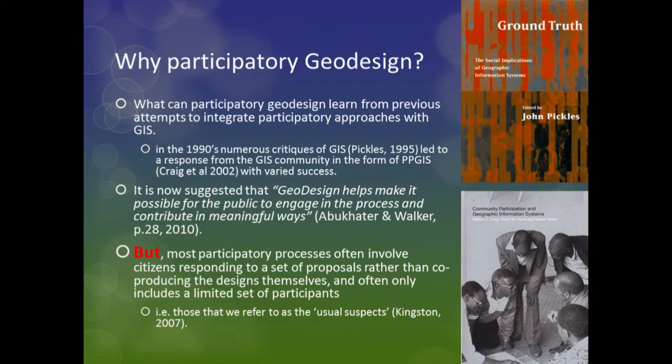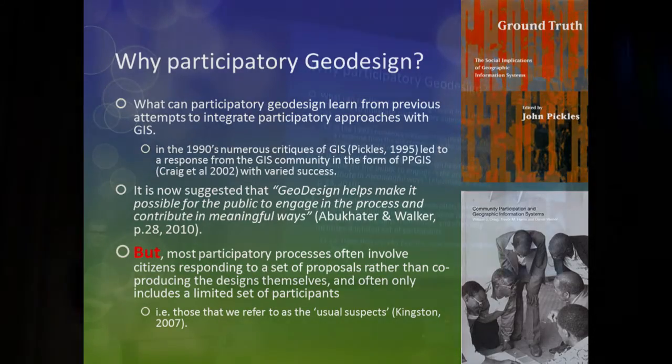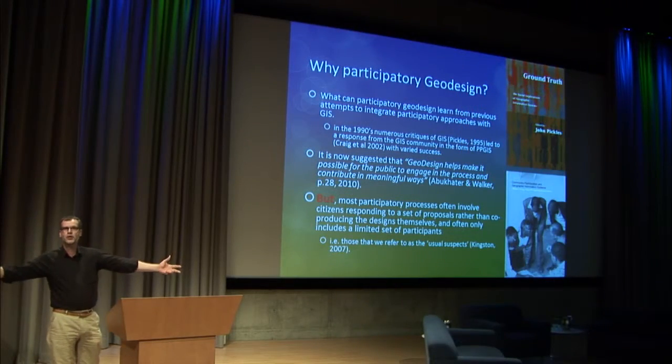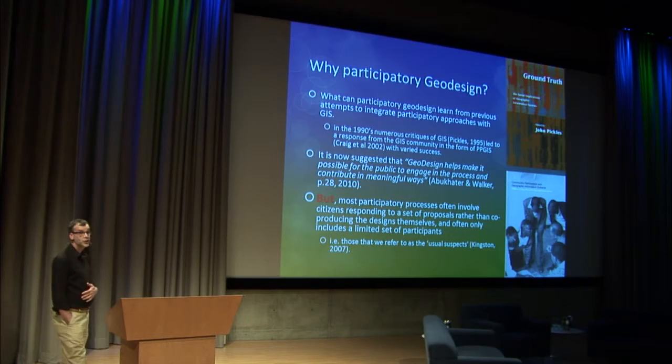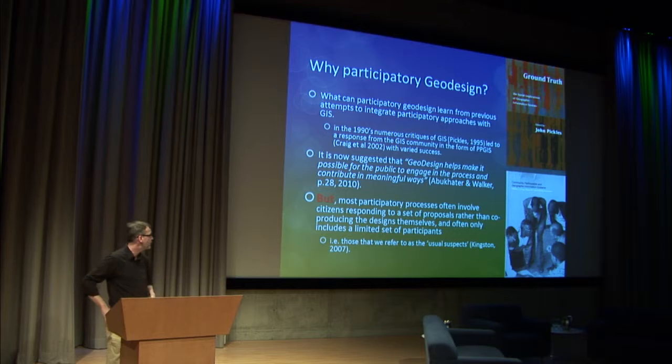But I always like to have a but in my talks as well. One of the problems is, and it was alluded to yesterday, one of the speakers talked about the bell curve, and at the two extremes of the bell curve, you get what I would call a dominant, vocal minority that might be against some kind of proposal. Most participatory processes often involve citizens responding to a set of proposals, rather than what we might call co-producing the designs themselves. And often, it's a limited set of participants that come along to some kind of public engagement meeting, what we might refer to as the usual suspects that were referred to yesterday, those two extremes at the end of that bell curve.